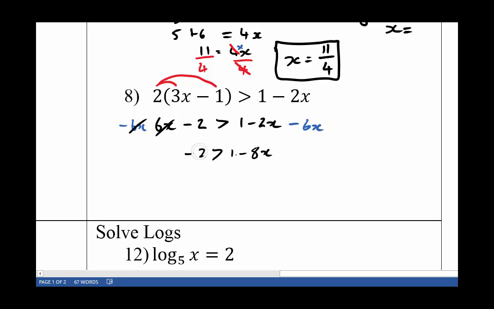Need to get that 1 now over here. So I've just got x's on one side. It's a positive 1, so to get rid of it I need to minus 1.